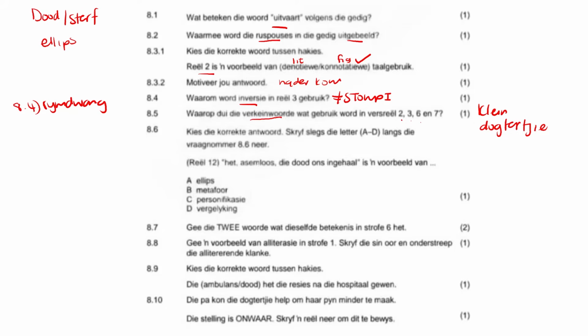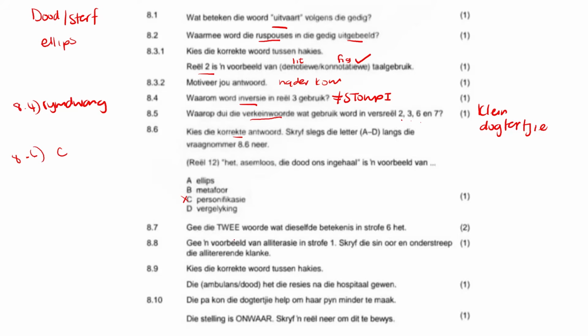8.6. Kies die korrekte antwoord. Skryf slegs A tot D langs jou antwoord. So you're going to write 8.6 and you're going to choose A, B, C, or D. Reël 12, Het asemloos die dood ons ingehaal, is 'n voorbeeld van personifikasie. So your answer is C. Personifikasie. Why? Because death can't catch up to you. Right? Death is not a human being.